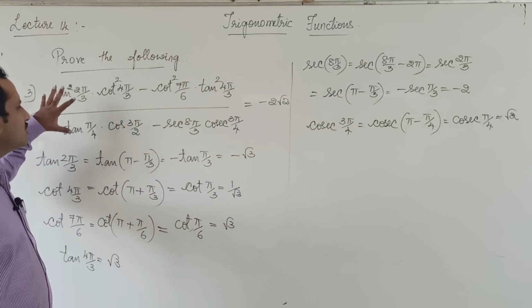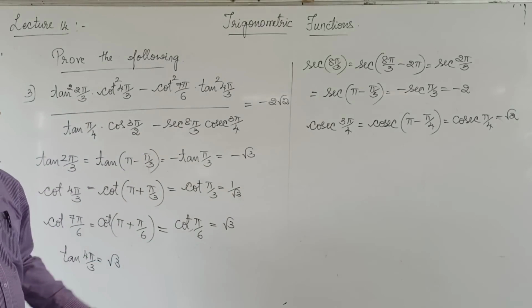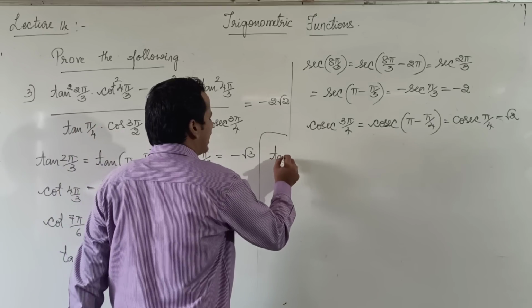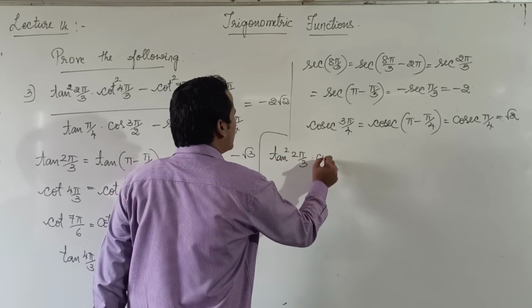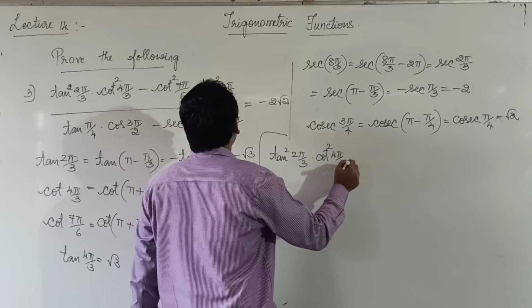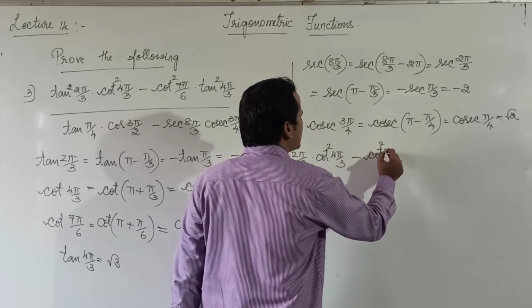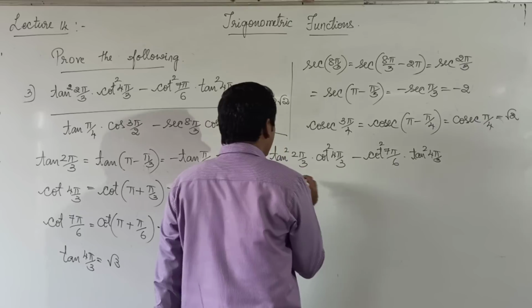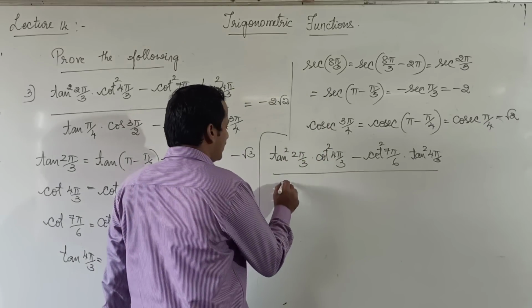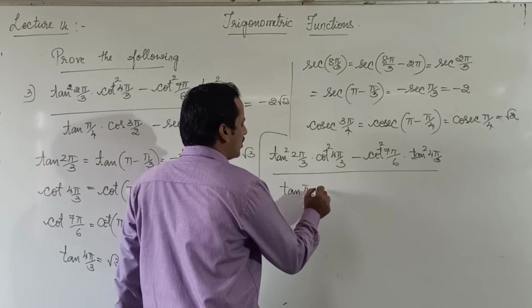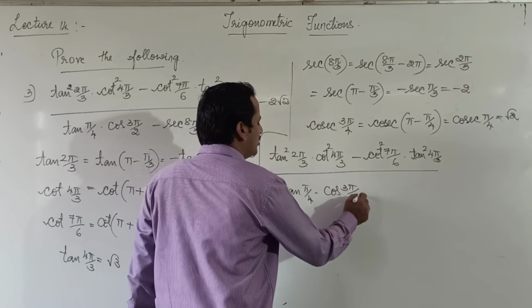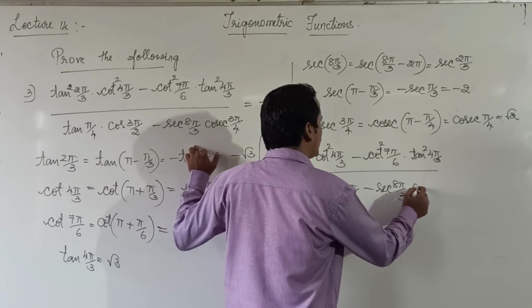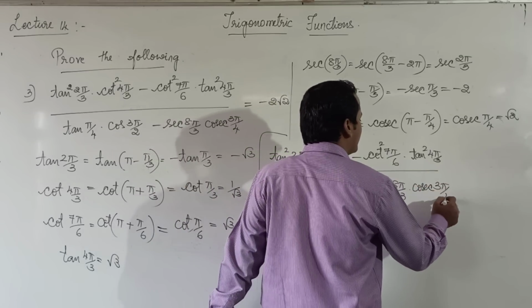Okay. So I am substituting here. We got all these values. Now this expression: tan square 2 pi by 3 into cot square 4 pi by 3 minus cot square 7 pi by 6 into tan square 4 pi by 3, divided by tan pi by 4 into cos 3 pi by 2 minus secant 8 pi by 3 into cosecant 3 pi by 4.